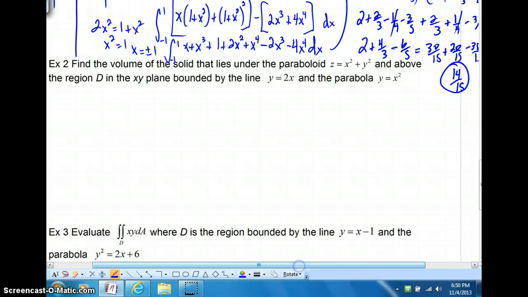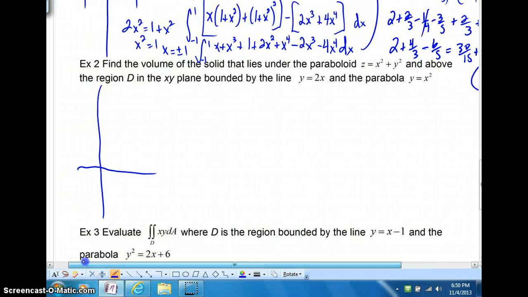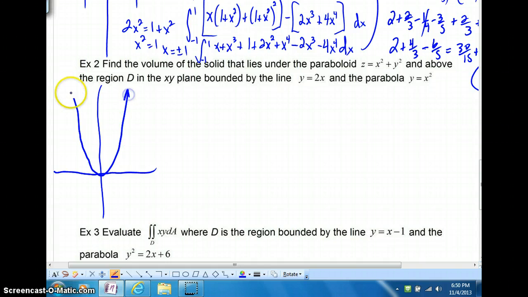It says find the volume of the solid lying underneath that paraboloid, above region D, where region D is bounded between the line y equals 2x and the parabola y equals x squared. Well, y equals x squared, of course, is going to be a parabola opening upwards, having its vertex right there at the origin. And y equals 2x is also, of course, going to have the point 0, 0 on it.